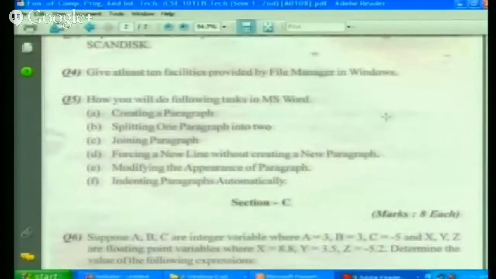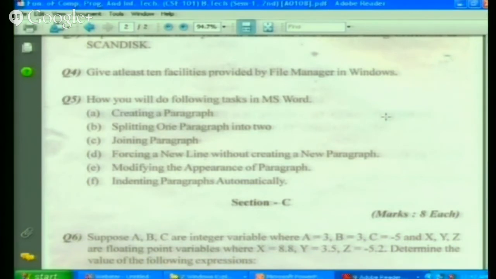Creating a paragraph. Why can't I simply write, explain the procedure for the following tasks in MS Word? Creating a paragraph, splitting one paragraph into 2, joining paragraph, forcing a new line, modifying. Now here again you see 8 marks are there, 6 parts of the question are there.